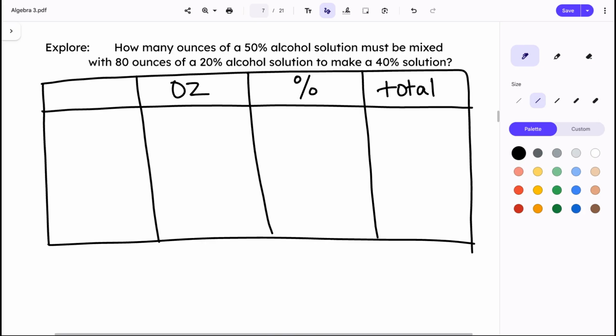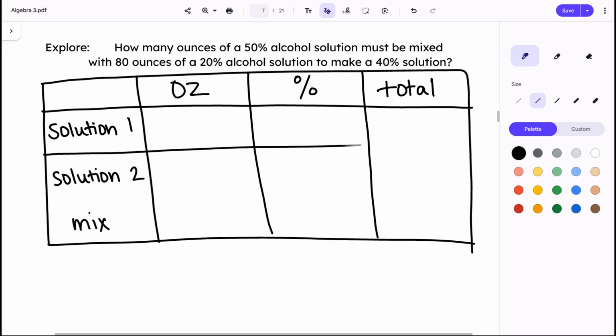How many things are we mixing together? Two different things, okay? Because it says, how many ounces of a 50% alcohol solution must be mixed with 80 ounces? So there's two quantities that they're trying to mix together. So we can still call it solution 1, solution 2. And then your mixture. Okay, so we've got kind of the bones of our table created.